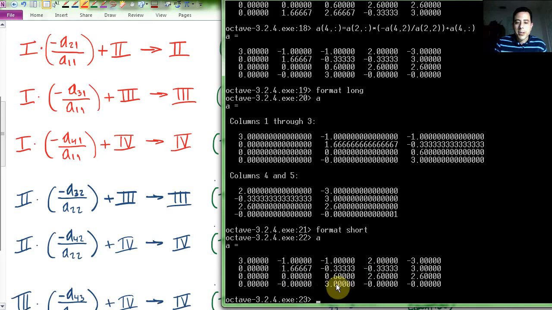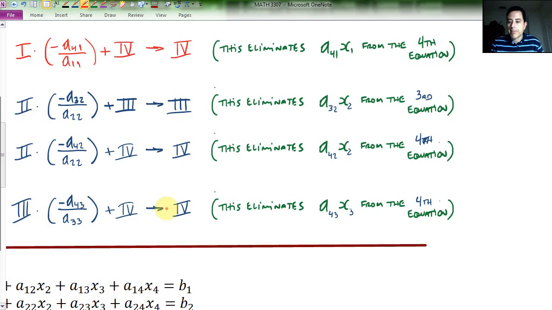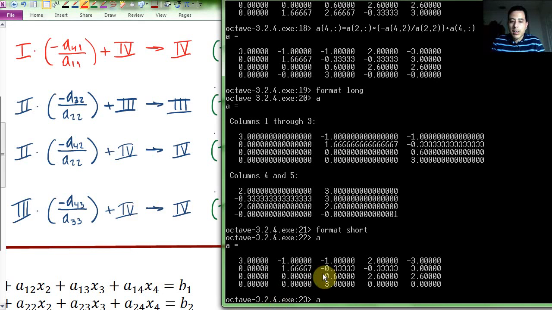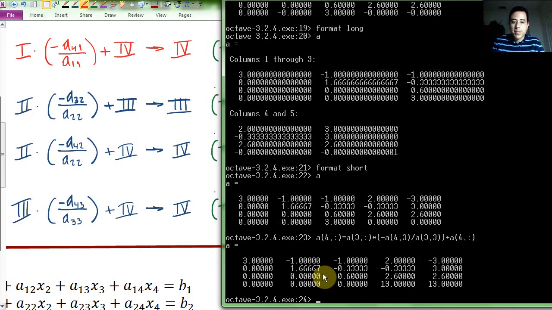Now let's put a 0 right here. That's the very last operation here. That's this one. A4 equals A3 times negative A4, comma 3, over A33, plus A4. There we go. Okay, so that's the final operation.